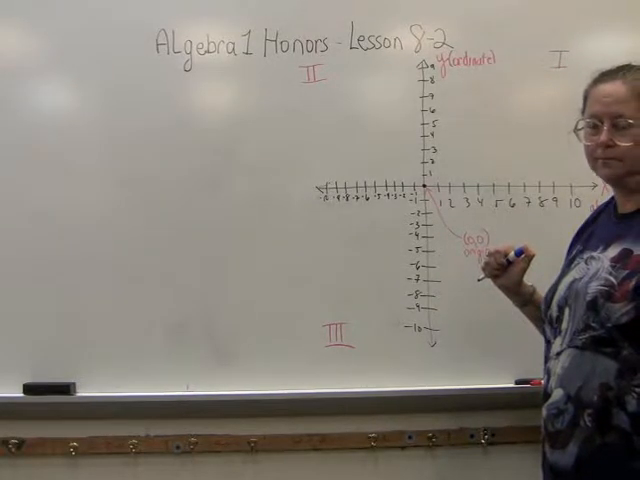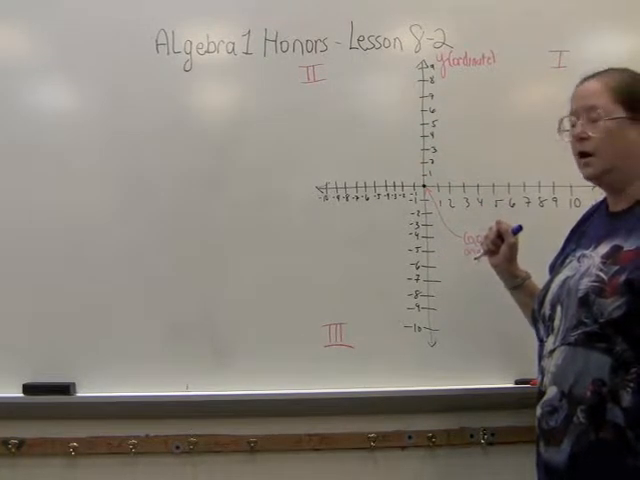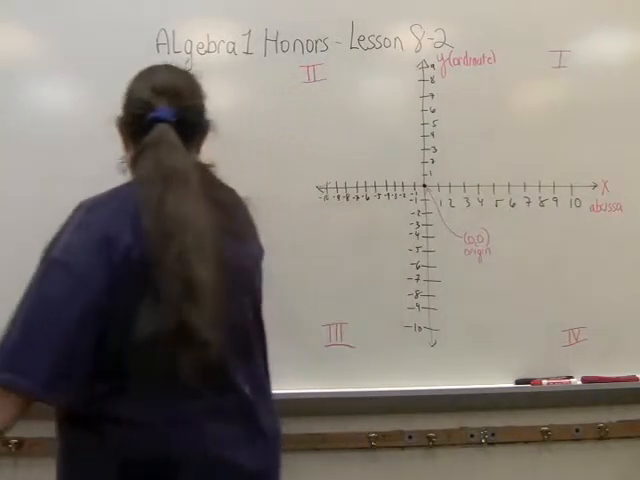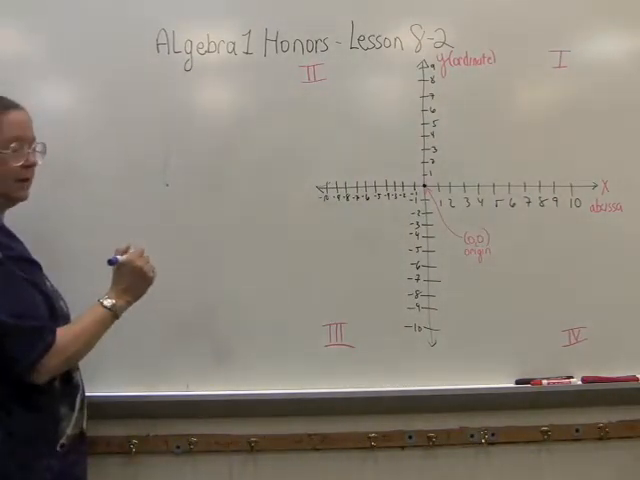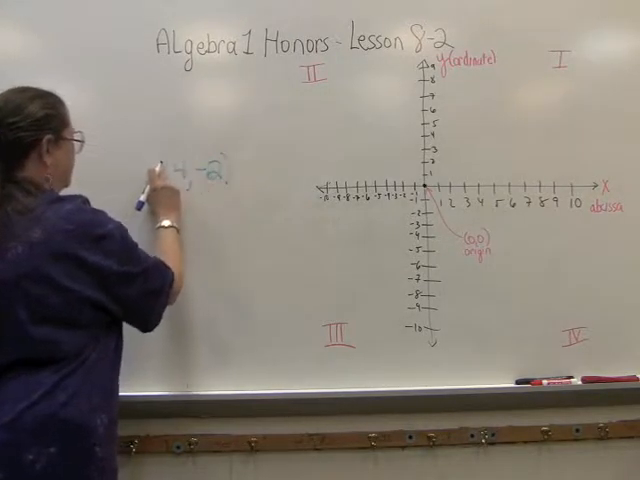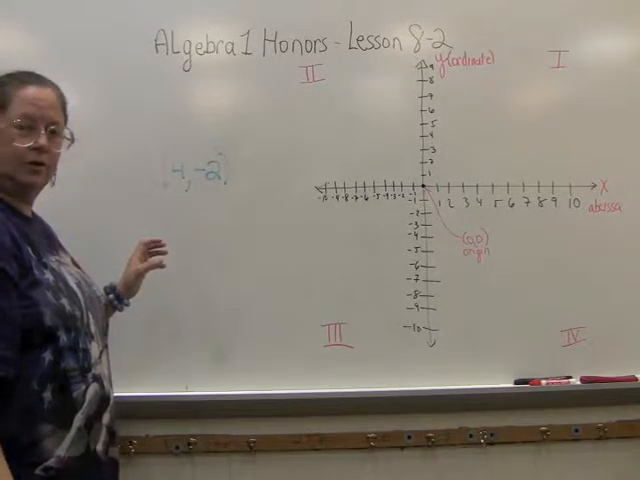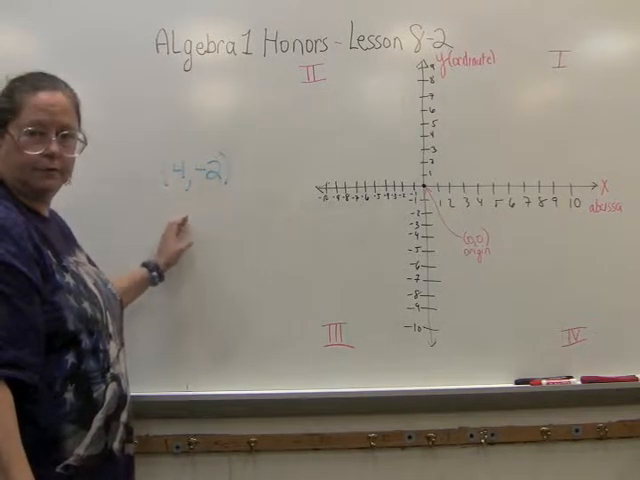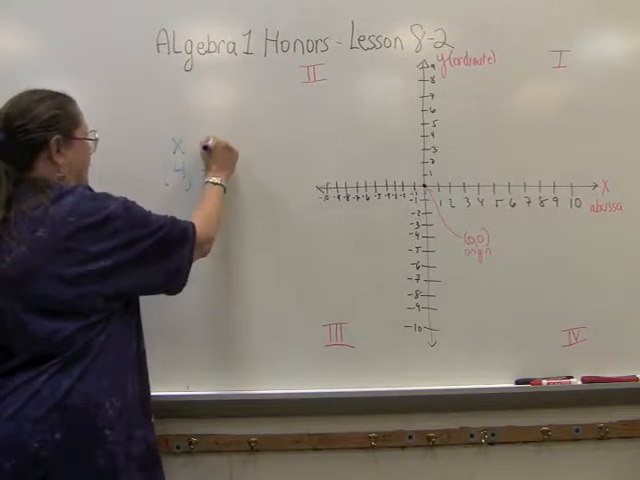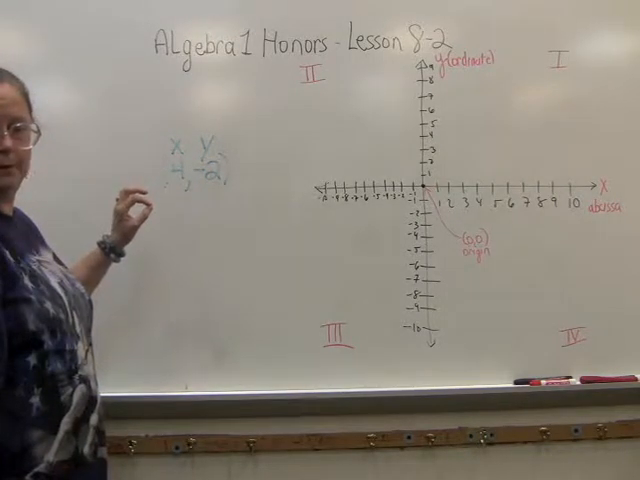That's 0, 0. Now, given this Cartesian coordinate system, you'll be given an ordered pair. An ordered pair is something like 4, negative 2. It's exactly what you would expect. It's a pair of numbers in order, and the order is such that x comes first, and your y value comes second. It's sort of a treasure map in a way.